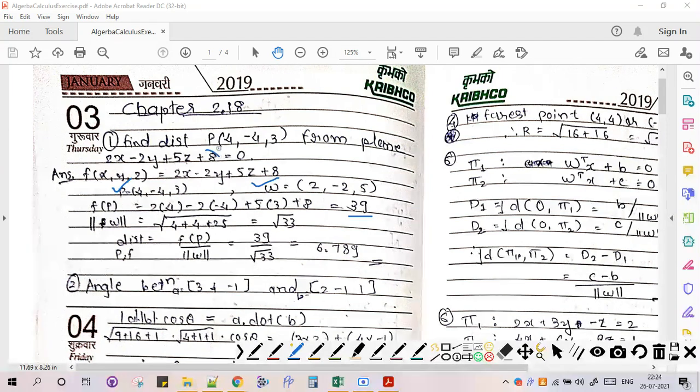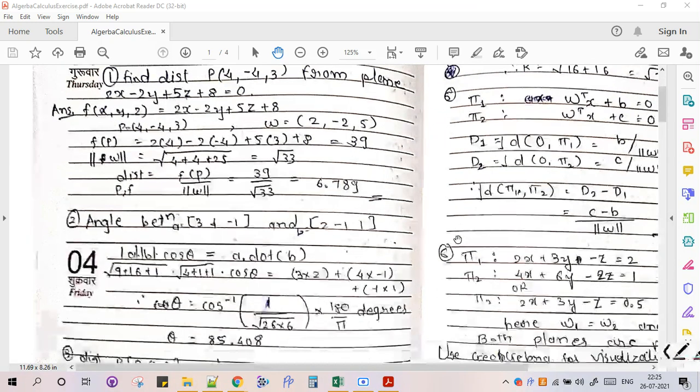Just don't count 8. We just need to focus on w. So it is under root 2 square, 2 square, 5 square, so under root 33. So the answer would be 39 divided by root 33. Correct? Any questions, guys? We saw this earlier also, so let me move ahead.